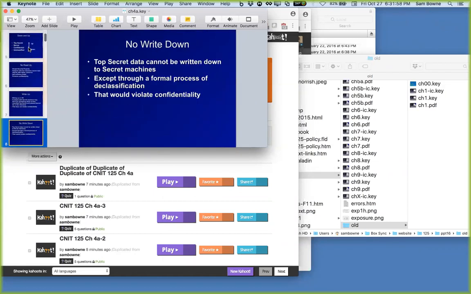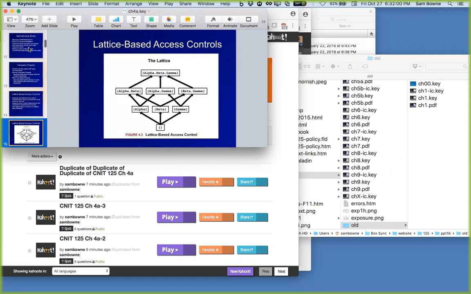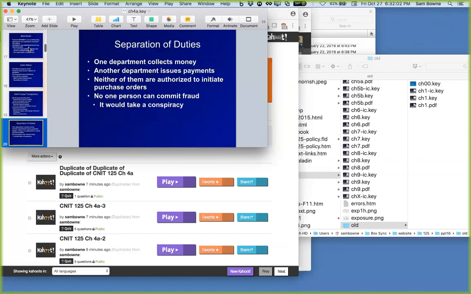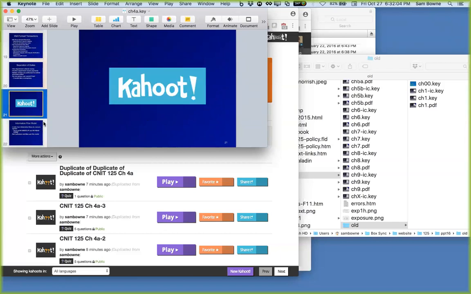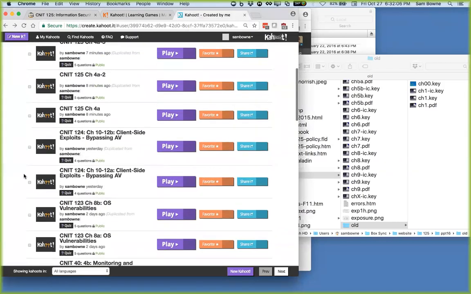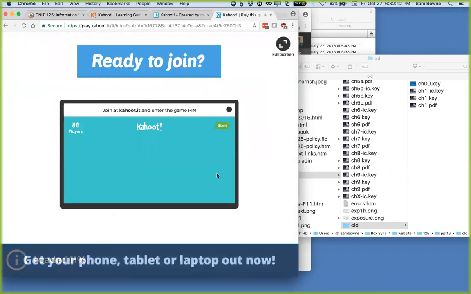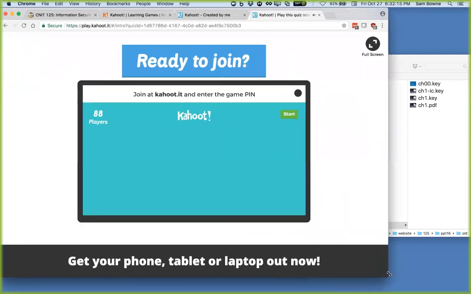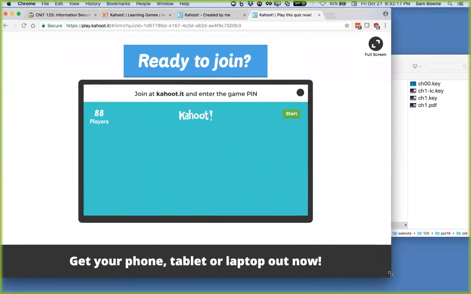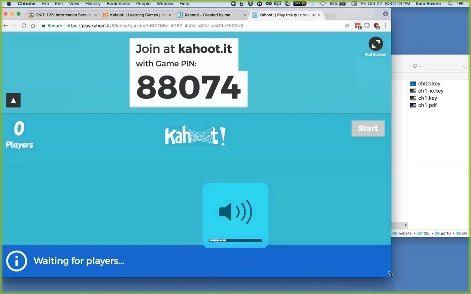So the first part here, we got down to these Kahoots, and I wanted to start with them. That was here at the end of information models, and I've got that here now. So that would be this. All right. So join that, 88074.